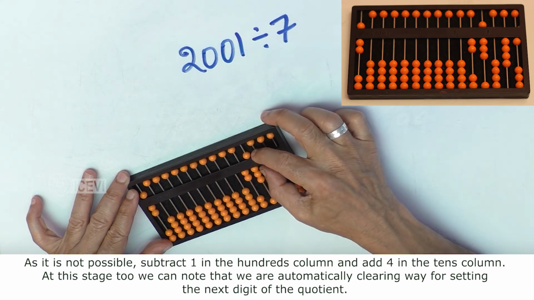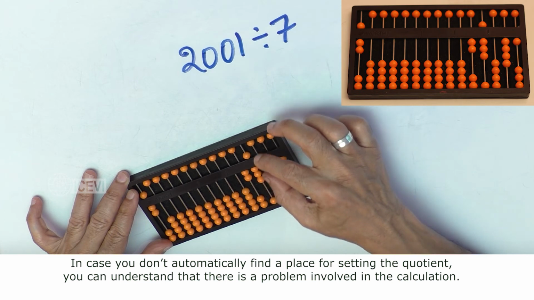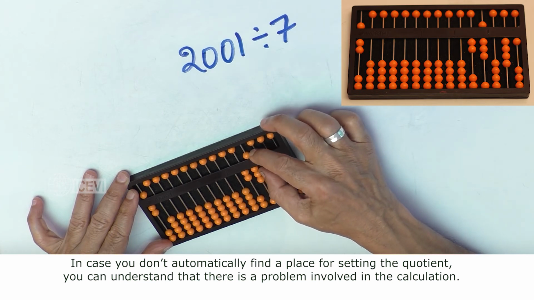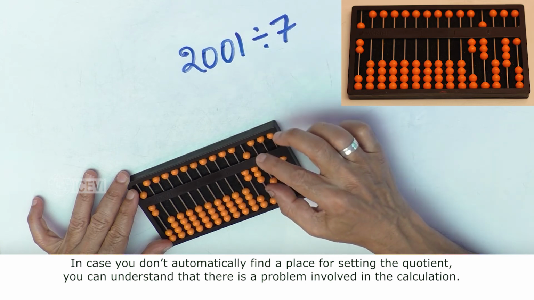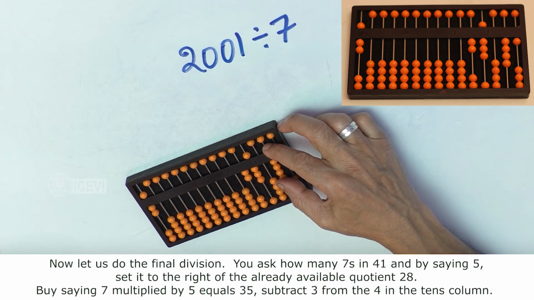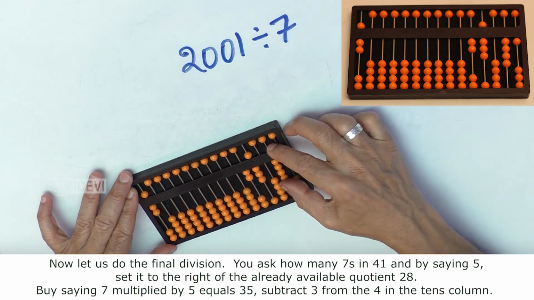In case you don't automatically find a place for setting the quotient, you can understand that there is a problem involved in the calculation. Now let us do the final division.